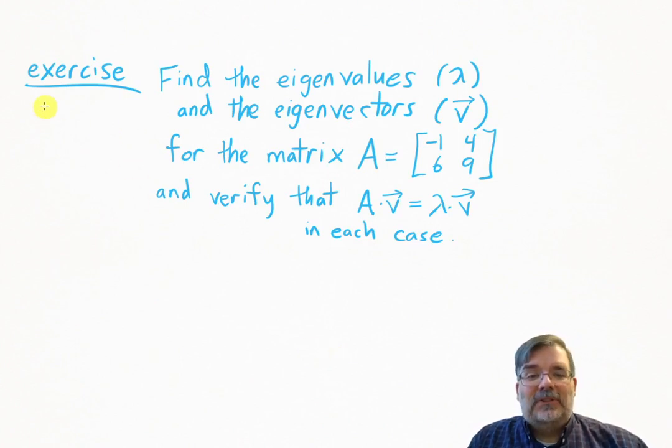And so here's an exercise you can work on. Find the eigenvalues lambda and the eigenvectors v of this matrix, -1, 4, 6, 9. And you should find 2 eigenvalues. It should factor nicely.